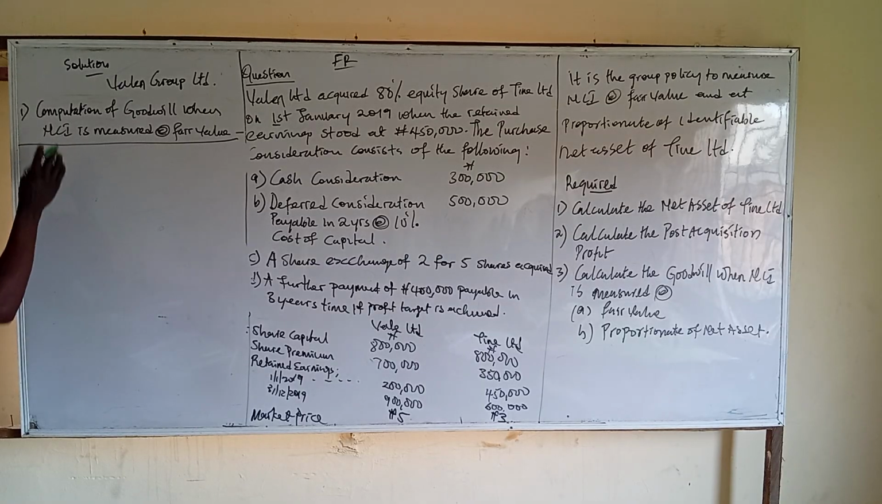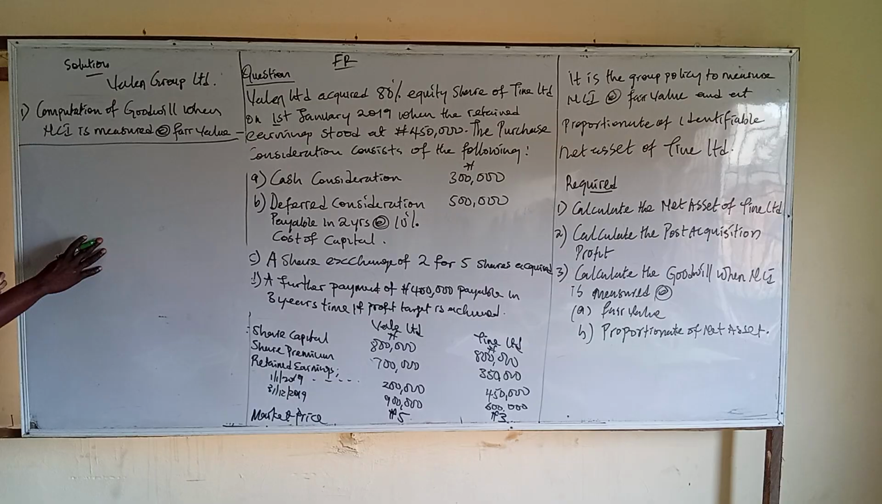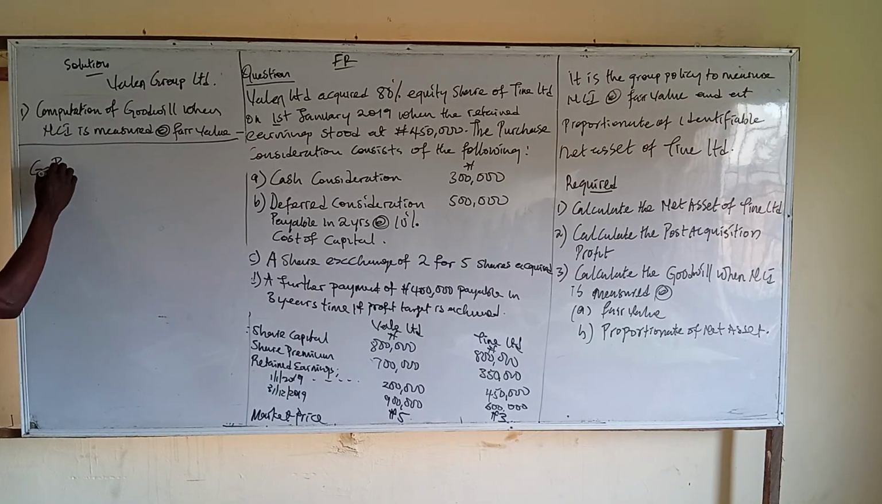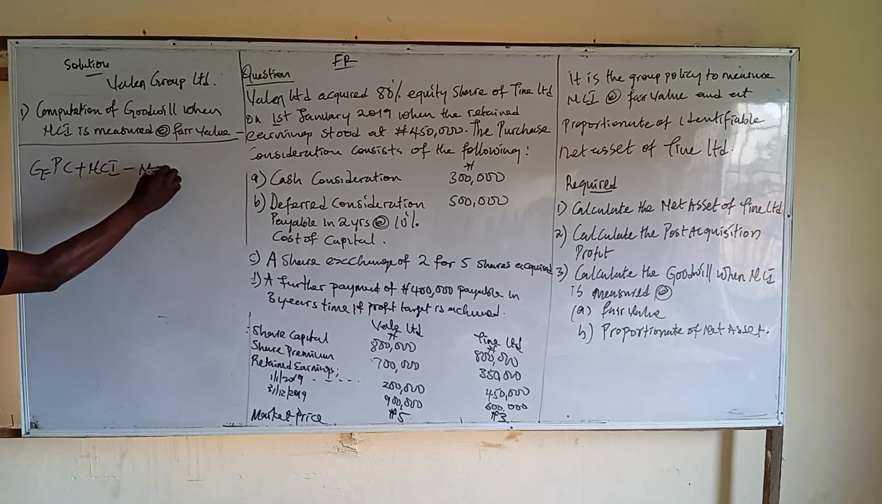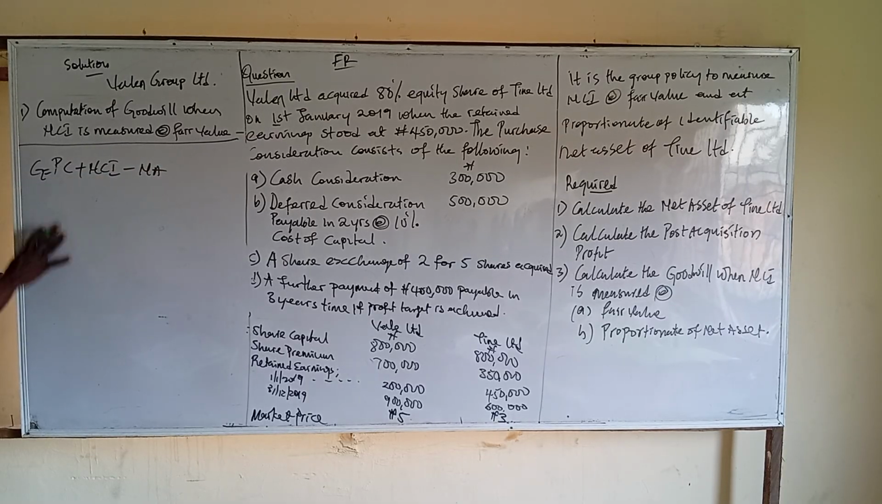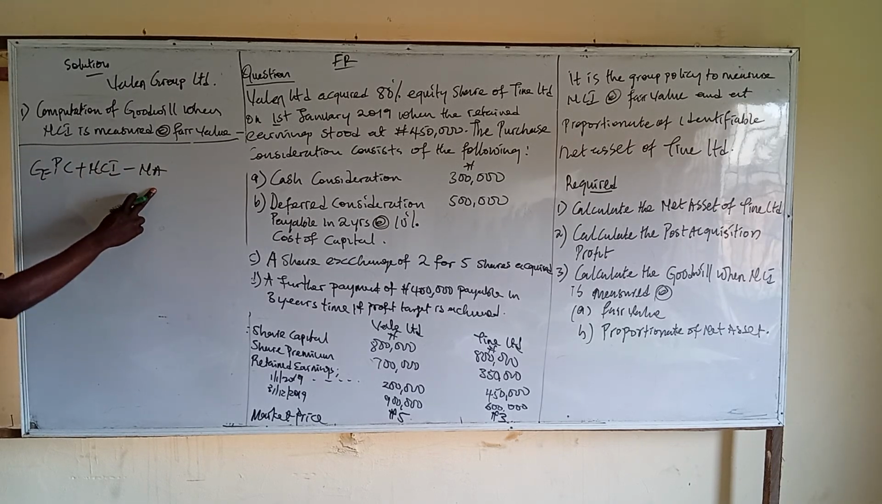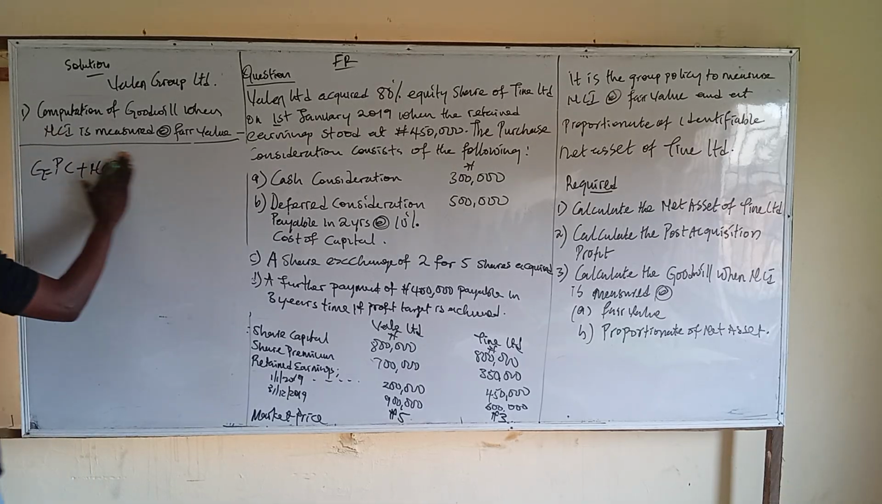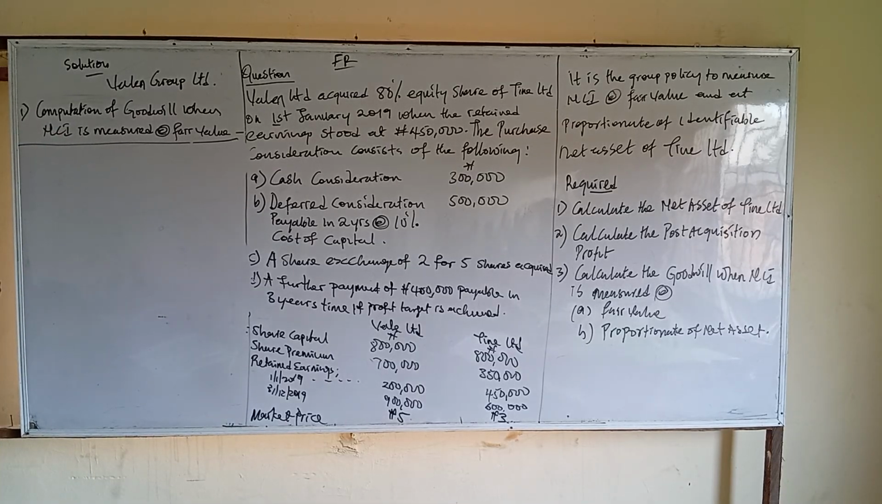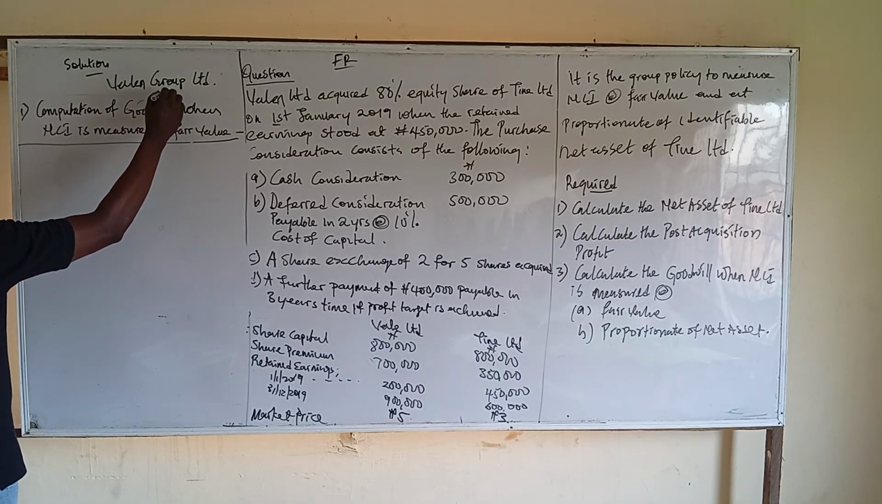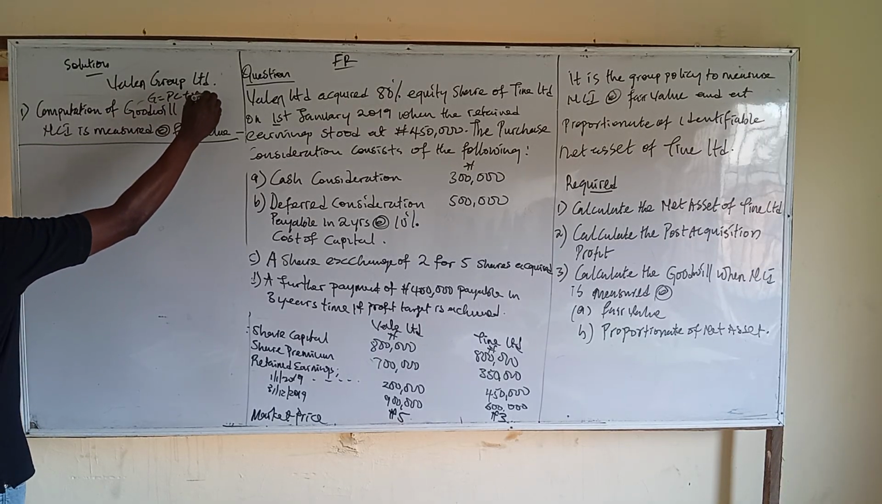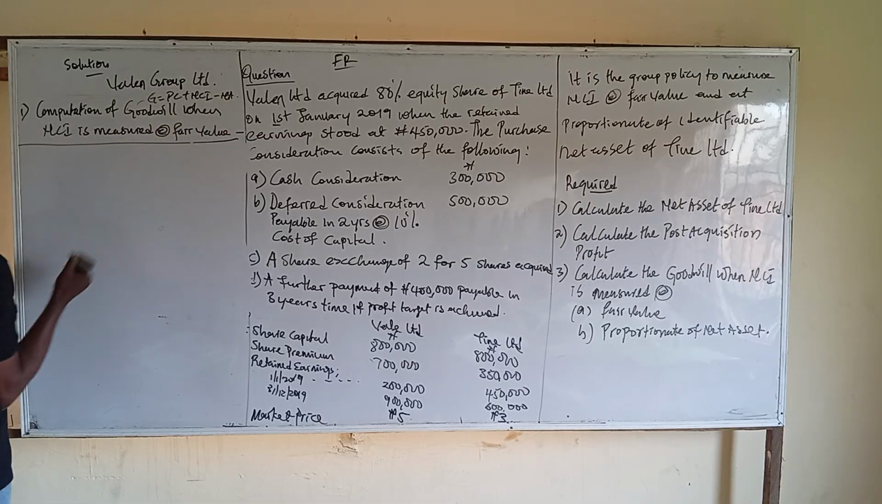Computation of goodwill. We gave the formula on how to calculate goodwill. Goodwill equals BC plus NCI minus NA. Calculate BC first. Then look at NCI at fair value. Determine that. NA has been determined. And what's NA? 1.6. So let's calculate goodwill: purchase consideration plus NCI minus NA.